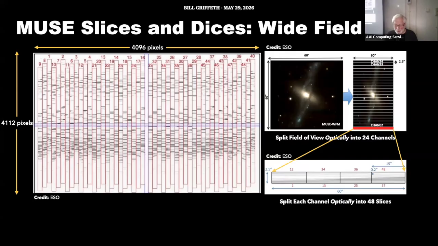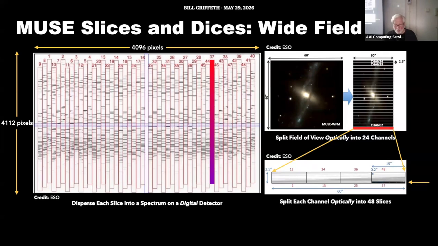But let's look at what happens to one such slice. The spectrograph uses a volume phase holographic grating to disperse the light of that slice onto a detector in a column of colors about 75 pixels wide and about 4,000 pixels long. Okay, so it's at that point that you have a digital record of the different spectral information in the image.